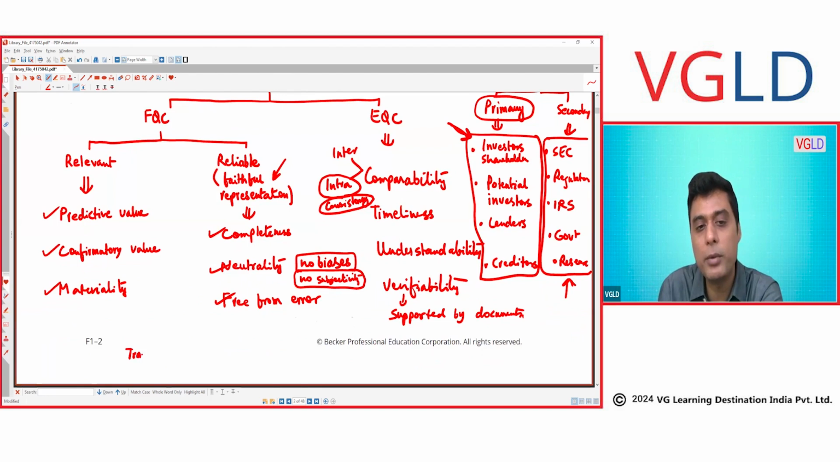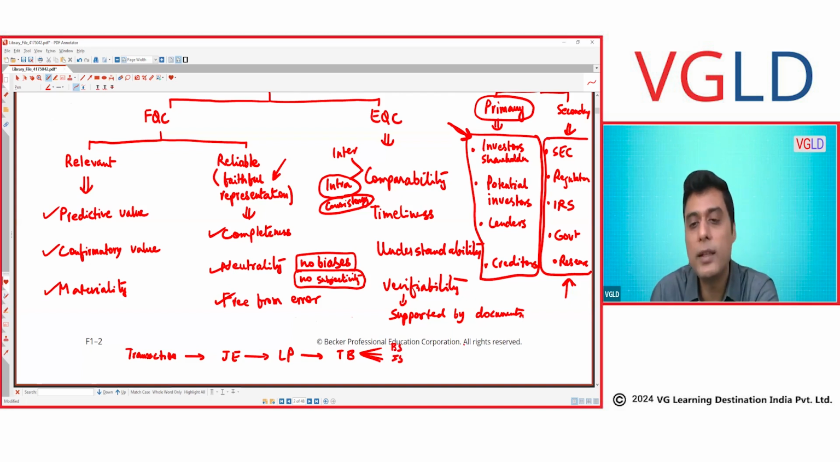A transaction happens. The transaction is captured by way of a journal entry. The journal entry gets posted to the ledger. So ledger posting happens. Then we prepare the trial balance, and from the trial balance, the financial statements are prepared, the balance sheet, the income statement, etc. So nothing can come directly. A transaction happened and it went straight to the balance sheet without going through this route is not allowed. Not allowed.